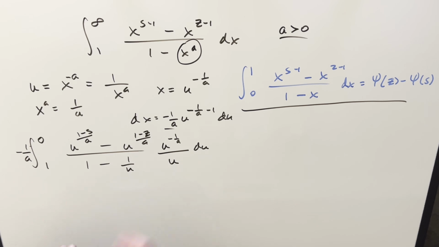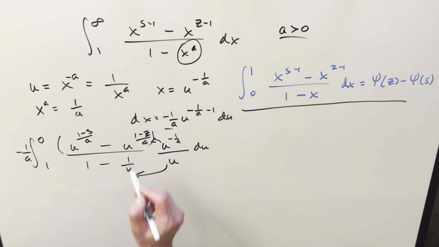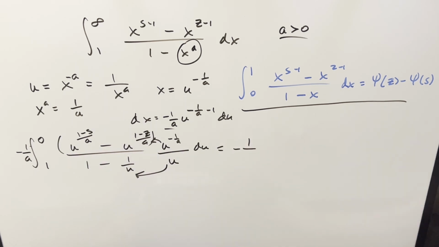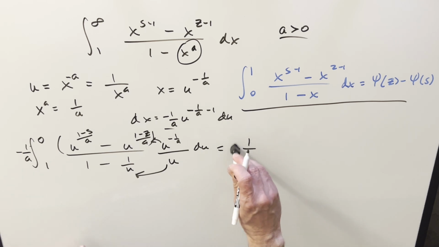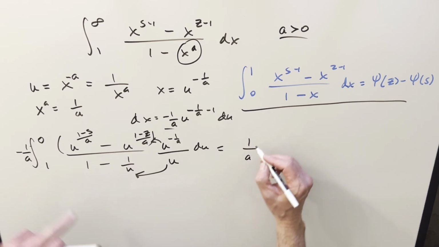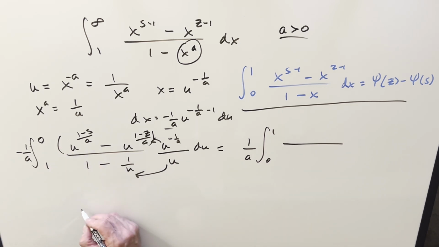And the reason I split this up is because I want to take this u and distribute it into the numerator, and I want to just take this part and distribute it into the numerator. So when I do that, let's see what we have. We still have minus, and actually let's use the minus sign to flip the bounds here. So I'll write it as 1 over a, minus sign to flip this to 0 to 1. Then we'll do the numerator. When you distribute this in, for u to the 1 minus s over a, I could break this up as u to the 1 over a minus s over a.